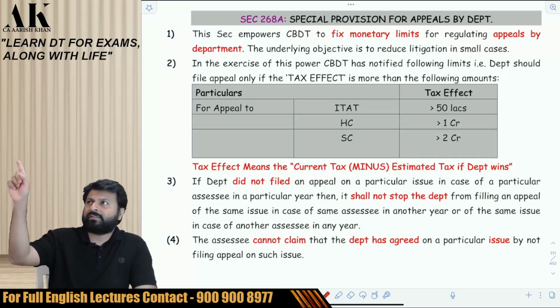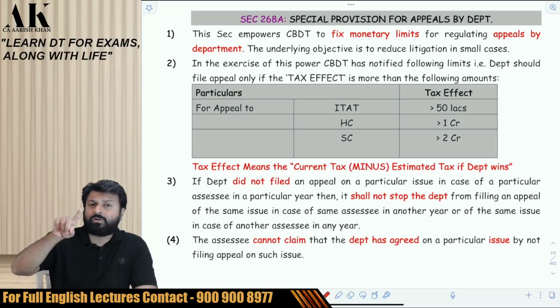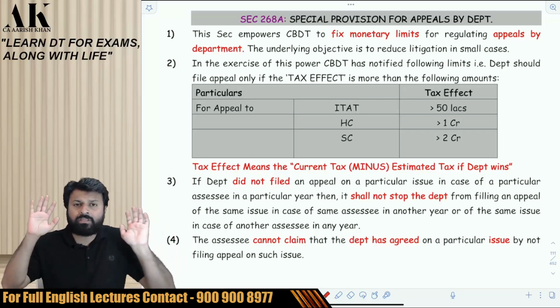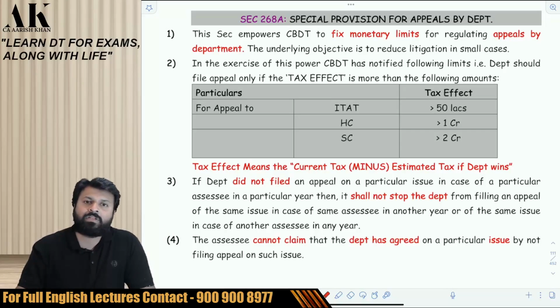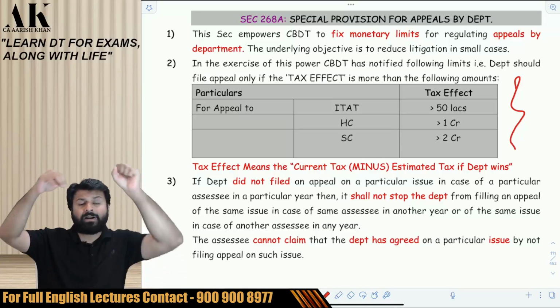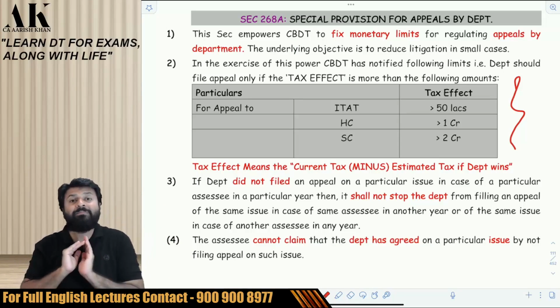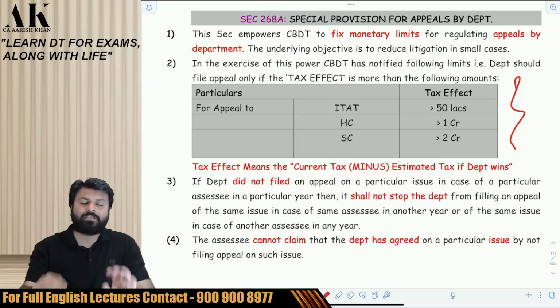You cannot say that there is a circular which says that the department shall file an appeal if the tax effect is more than 50 lakhs or 1 crore or 2 crore. It is only for the internal purpose and internal reference of the department. It is not binding on the department. The department may follow this, may not follow this. The ultimate conclusion is, if the tax effect is more than this amount, then the department will definitely file. But if the tax effect is less than this amount, the department may file, may not file. That is at the discretion of the department.